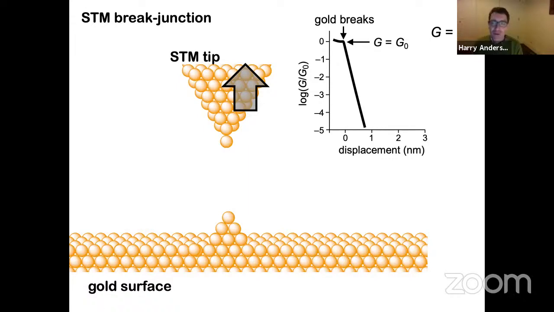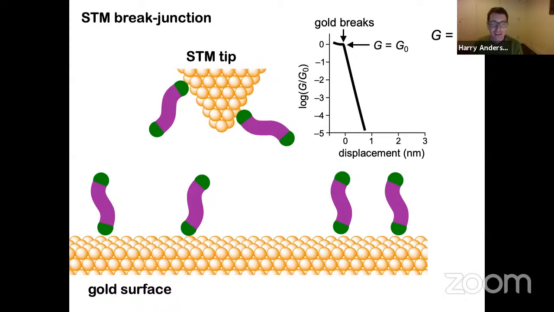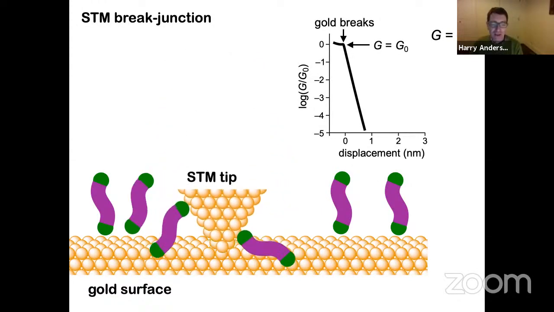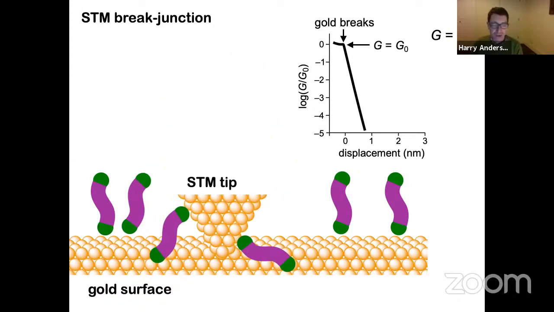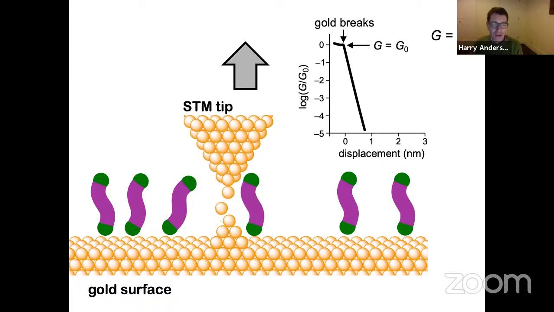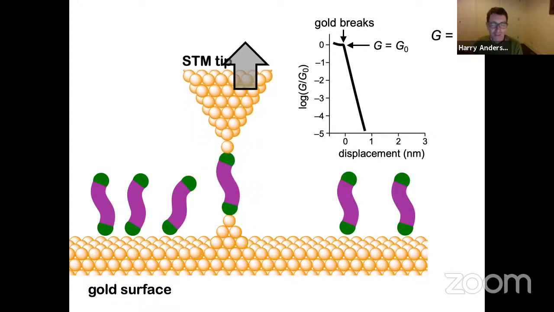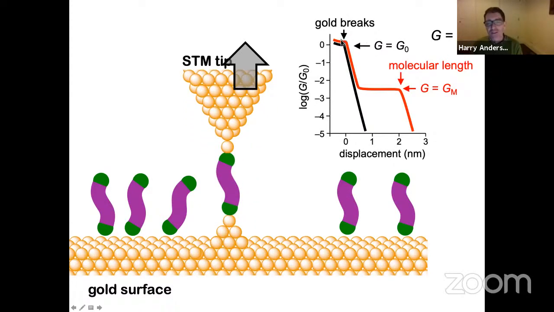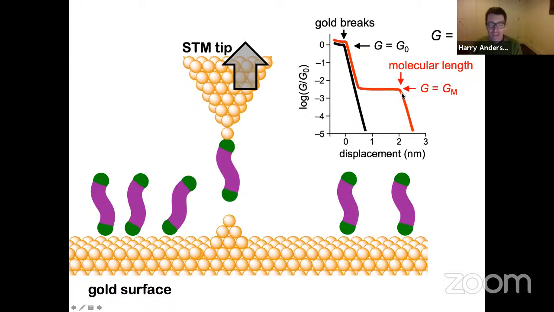But if you do the experiment with a few molecules present, then occasionally they get trapped in that gap, particularly if they have N groups that tend to bind to the gold. So they get caught in the gap between the tip and the surface. And when that happens, you get a trace shown like this red trace in the conductance against displacement with a plateau. And that plateau is when the electricity is passing through the molecule. And the plateau breaks when the molecule disconnects.